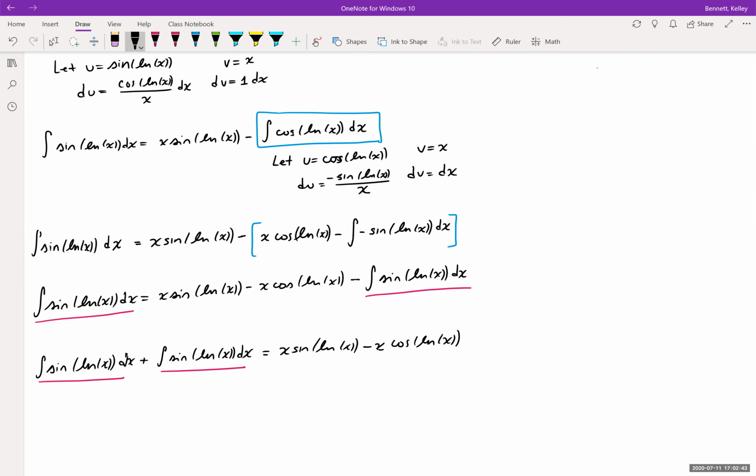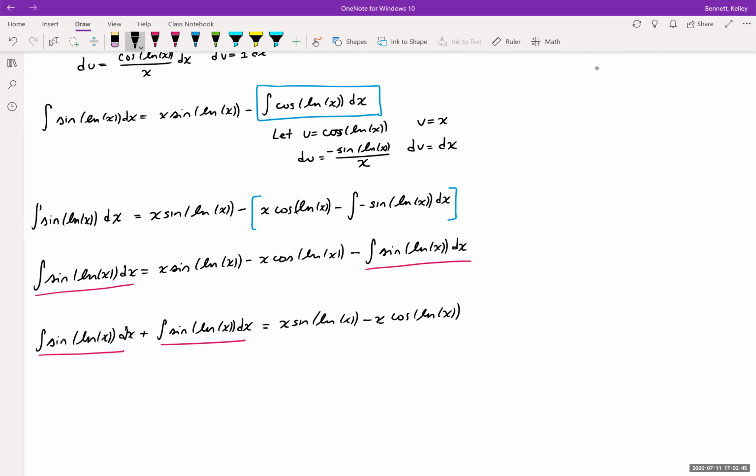All right, well, if I have 2 of something, then I might as well just write that as 2 times that something. So 2 integral of sine ln x. It's a good thing this doesn't have a bunch of parentheses and characters and doesn't take forever to write. Times x sine ln x minus x cosine ln x. So cool. I want to solve for the integral of sine ln x. So I'm just going to divide everything by 2.